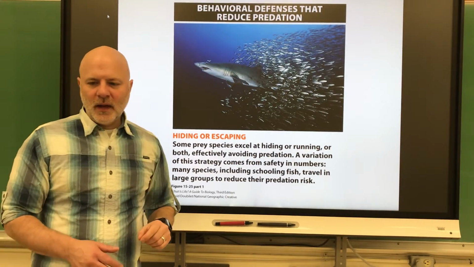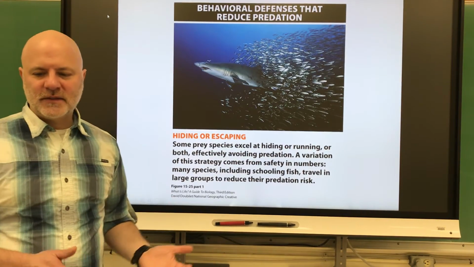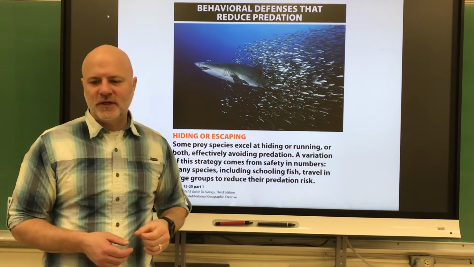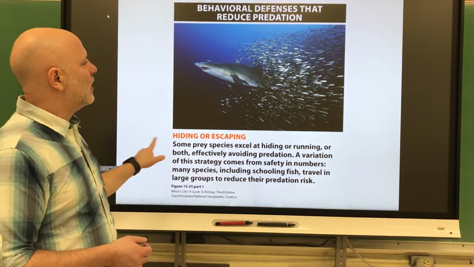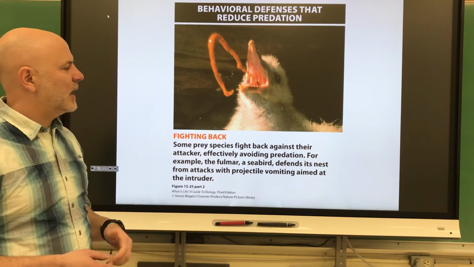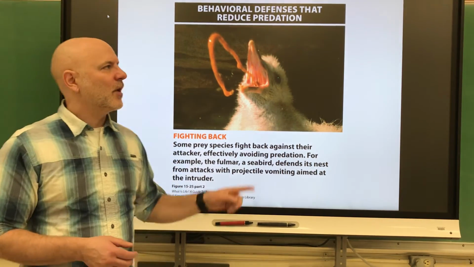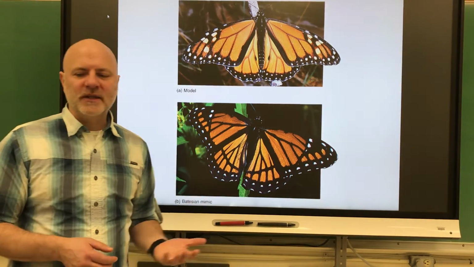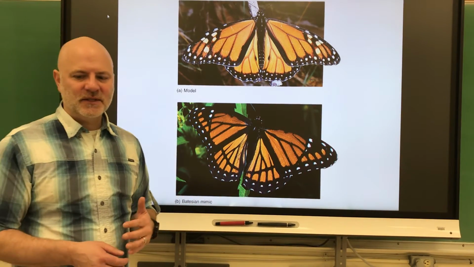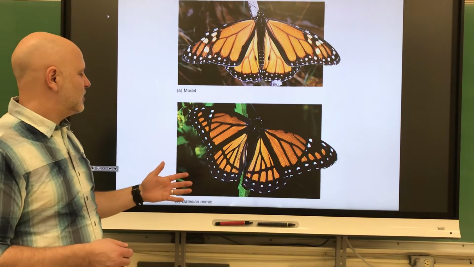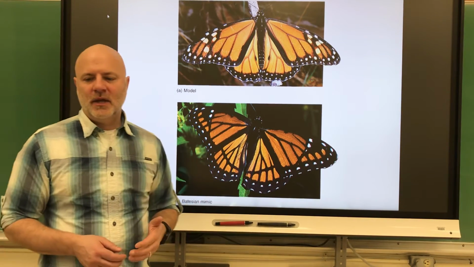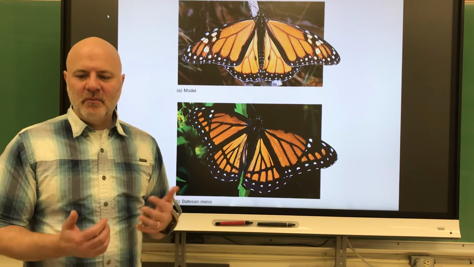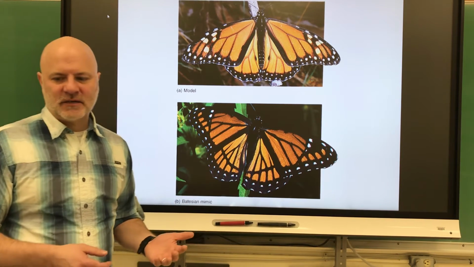So another is just behavioral defenses. So you can do hiding or escaping or schooling, like these fish are doing. You could have alarm calls, or like this bird does, throwing up on the predator there. Now let's look at mimicry. Mimicry is where one species resembles another species. And the first type is called Batesian mimicry, and that's what we see here. This is a form of mimicry in which one species that lacks defenses mimics another that has successful defenses.